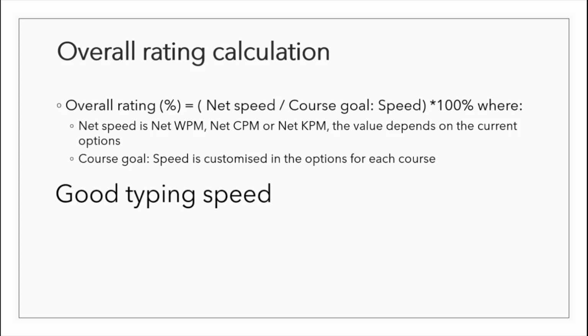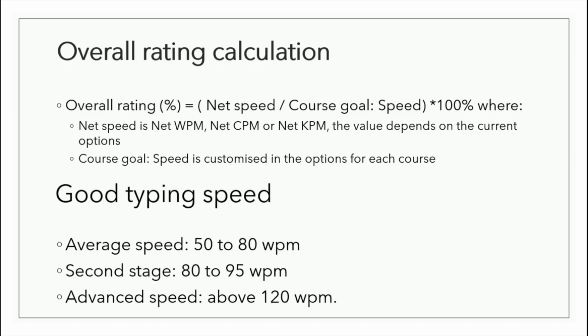Moving on to the next, good typing speed. Now see, average typing speed is 50 to 80 words per minute. Now, second stage is 90 to 95 words per minute. And advanced speed is above 120 words per minute. Right?